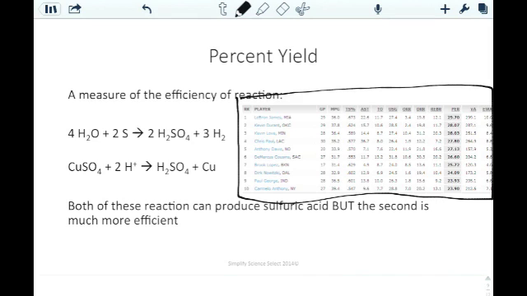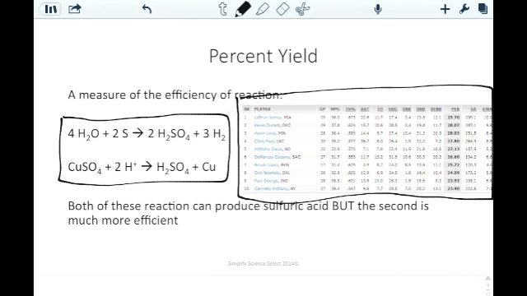But when we're looking at this, we have two different reactions. We need to be able to do the same thing. Which reaction is going to be more efficient? Now, both of these reactions can produce sulfuric acid, but the second one is more efficient. So the second one is more likely to produce sulfuric acid more efficiently, and we're able to get more of our product, closer to that 100%. So that is where percent yield comes into play. Percent yield gives us that quantitative value that we can actually say, hey, this reaction is more efficient because it has a greater percent yield.